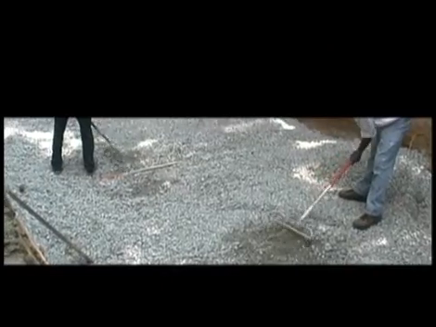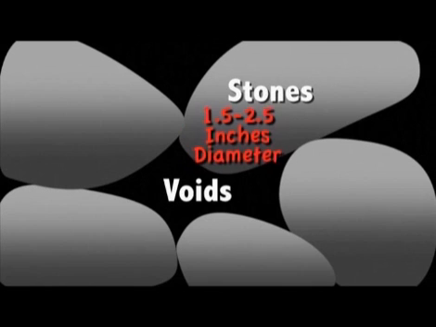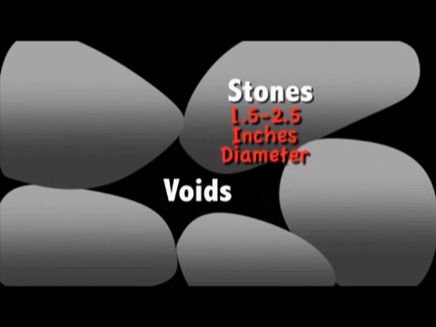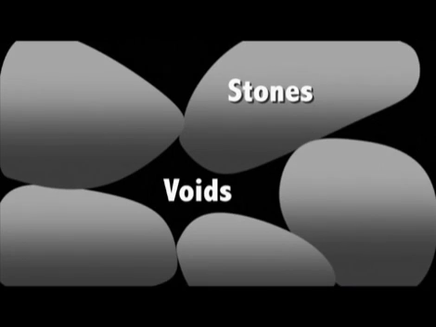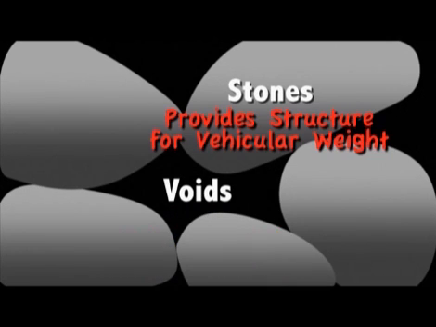If using a base layer, spread at least an 8-inch layer of 1.5 inch to 2.5 inch diameter stone aggregate over the leveled subsoil base. The void or airspace between the stones will then be able to store about 35% of the total stone volume with stormwater. This base will also provide structural integrity for the pavers.